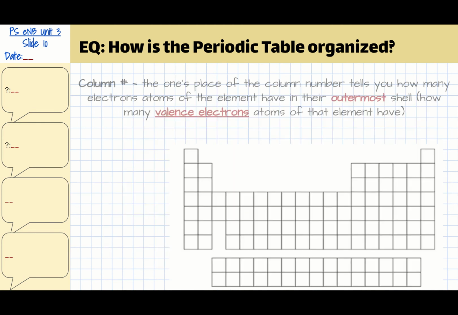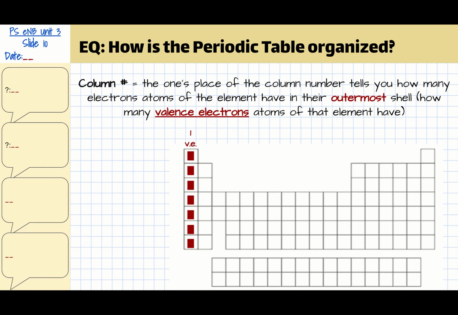Okay, and then if we look at the column number, the ones place of the column number will tell you how many electrons that atoms of the element have in their outermost shell, or how many valence electrons that atoms of that element in that column have. So if we look at the first column of the periodic table, all elements in that first column will have one valence electron in their outermost shell.